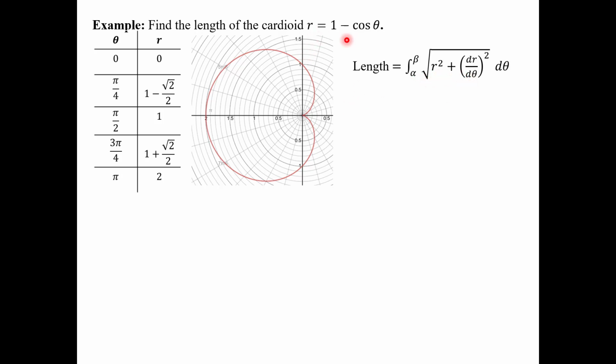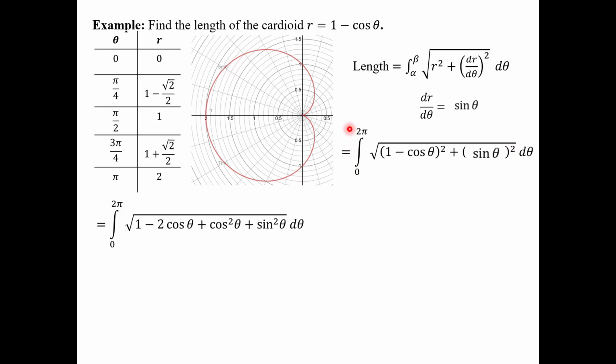So here's r. Take the derivative of this with respect to theta, and we get sine theta. And so plug all that into our formula, and we have this integral. And then the rest of this is just going to be simplifying and then eventually integrating. So we have a binomial squared right here that we're going to have to FOIL out, and then we have sine theta squared. And notice the limits of integration go from 0 to 2 pi.